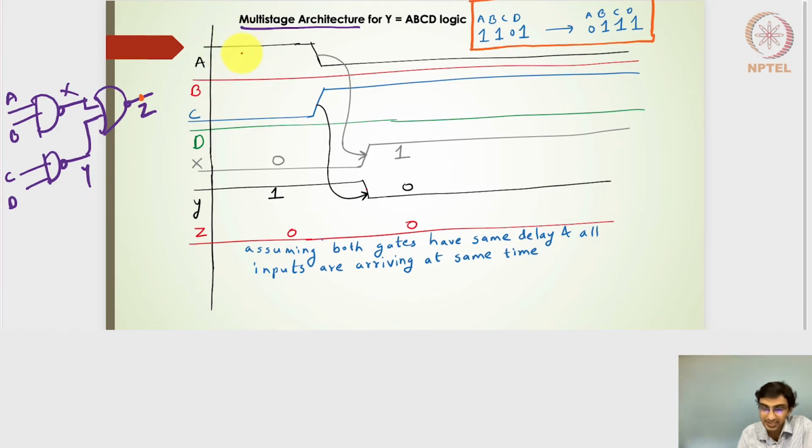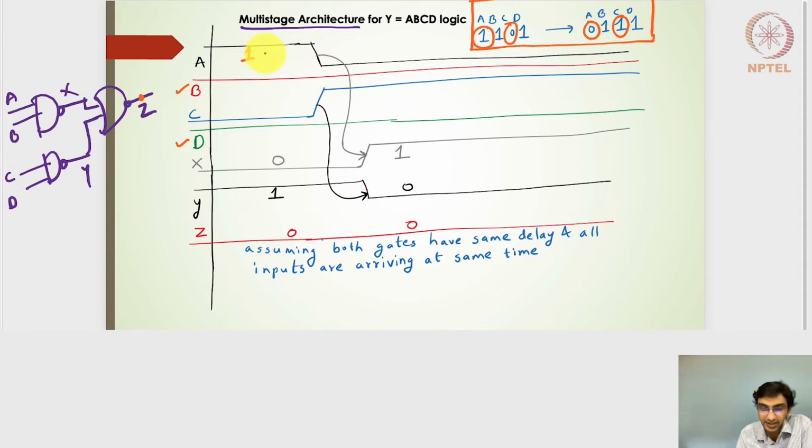So the input starts from 1. If I look into this expression of ABCD changing from 1101 to 0111, it is nothing but A changing from 1 to 0, and B remains the same, D remains the same, C is changing from 0 to 1. So B and D remain 1 throughout. My timing diagram says that B remains 1 throughout, D remains 1 throughout, A is changing from 1 to 0, and let's say that C is changing from 0 to 1 at the same time.